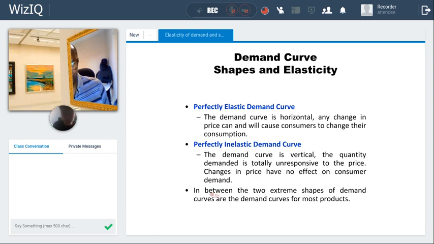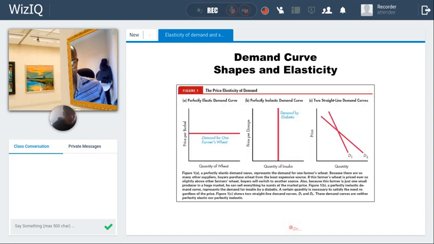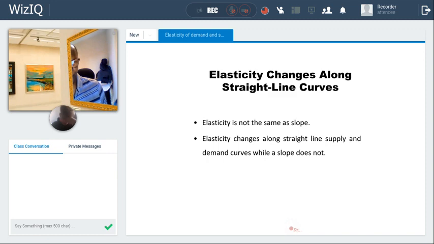Now, in between the two extremes are the shapes of demand curves for most products. So we have that, and we have this, and then we have this, which is in between. Most products apply to this one.